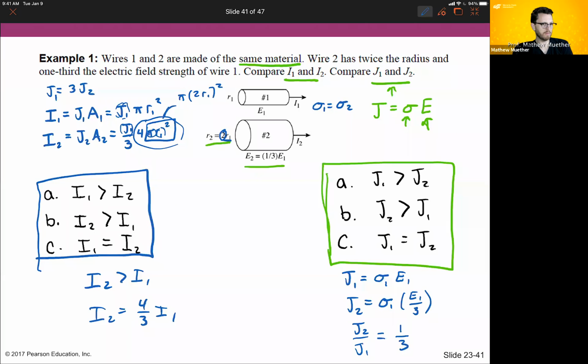Okay, is that clear? So hopefully this is getting to the difference between current and current density. And we're playing around a little bit with the idea of conductivity here, right? That the conductivity is related to the current density. It's just scaling the electric field.